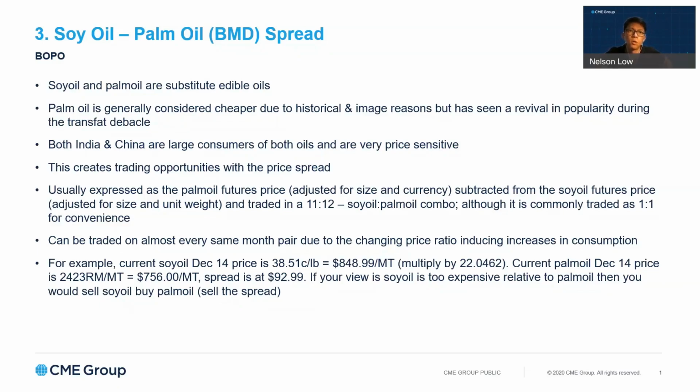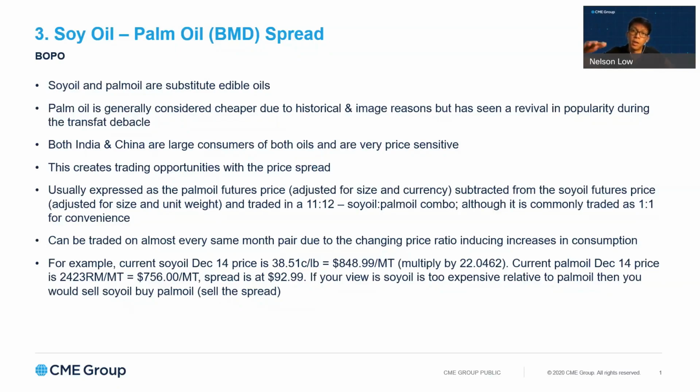They're competing oils. Traditionally, palm oil has been generally considered cheaper. And as you've seen in the spread chart, you'll notice that the spread is more or less always in positive territory, meaning that soybean oil minus palm oil is always a positive number.